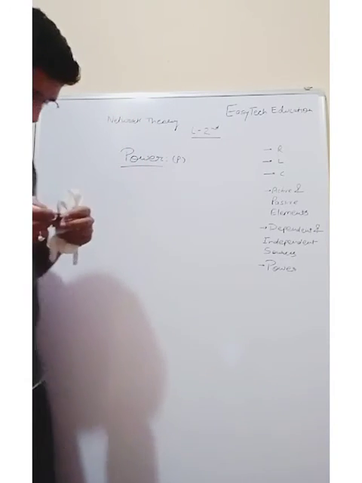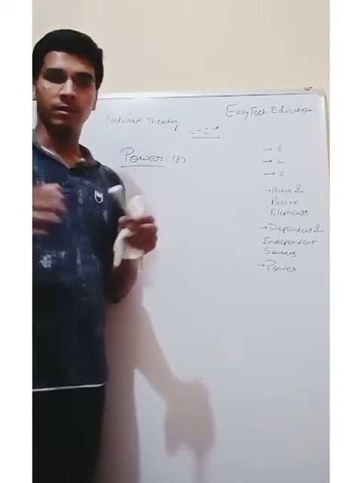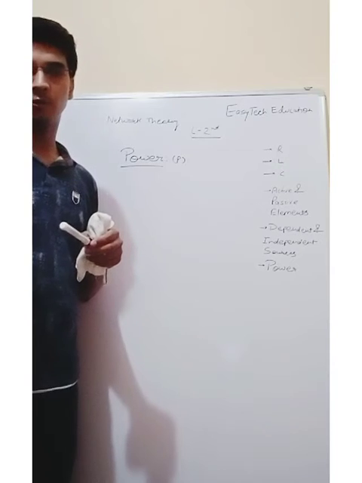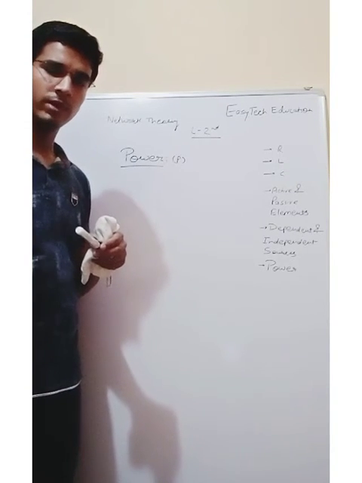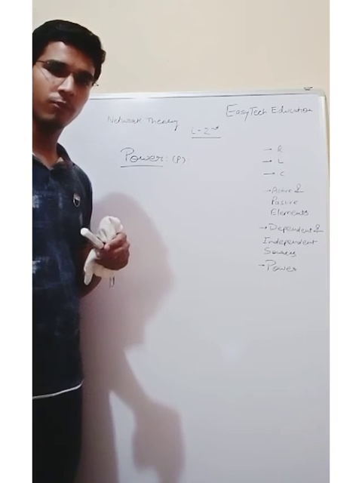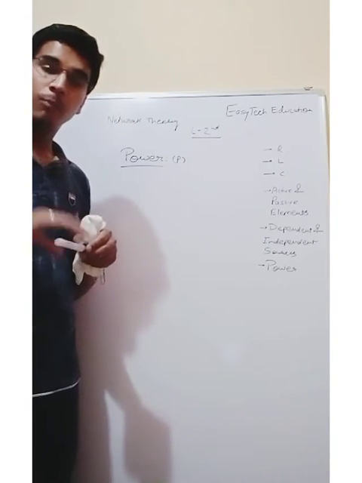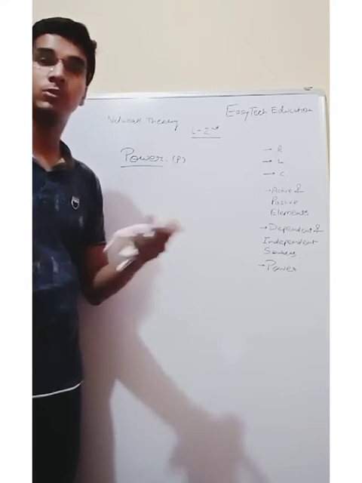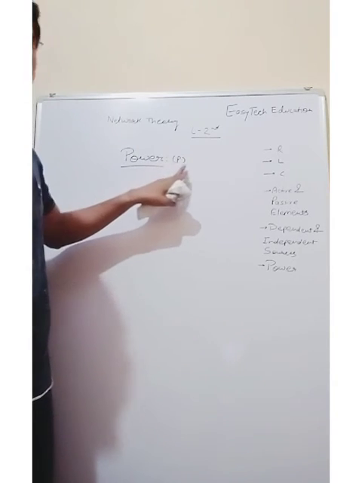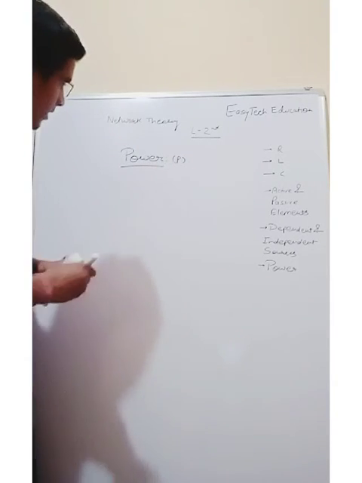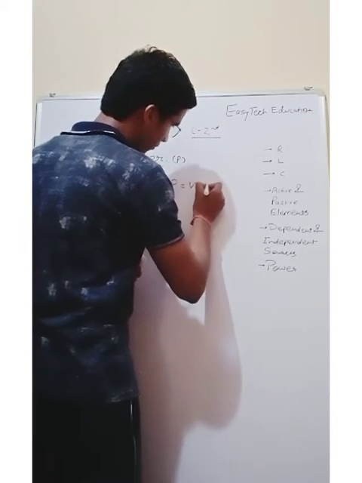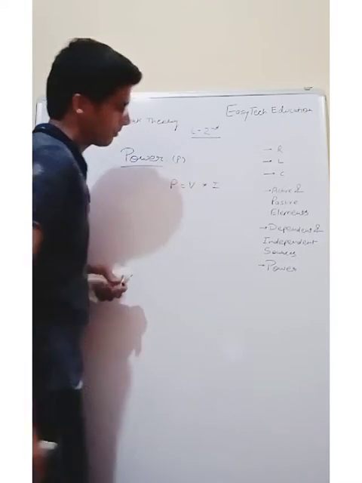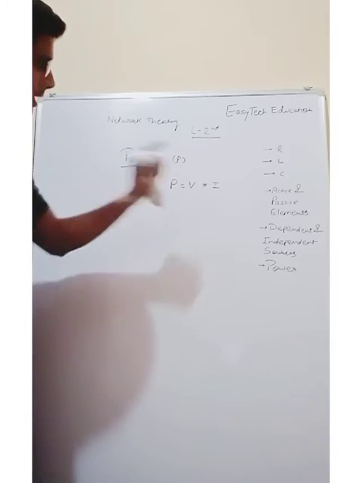Power. Whenever there is an element and voltage is applied across the element, and it has some impedance, then definitely current will flow through that element, and the product of the current and voltage is what we call P, that means power. So power is the product of voltage and I.